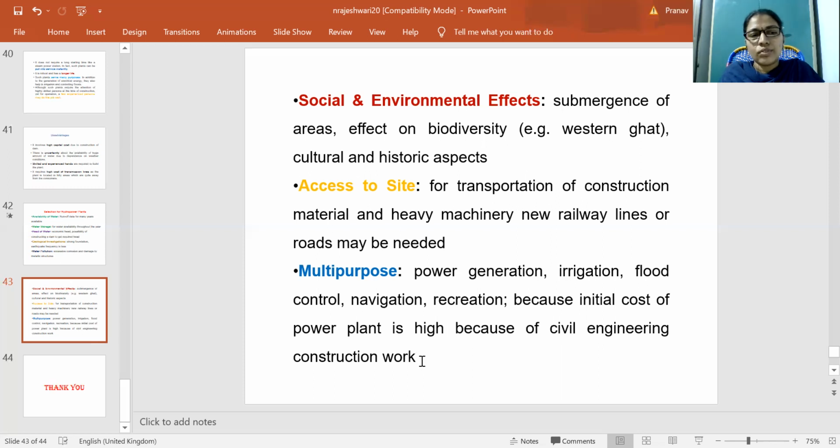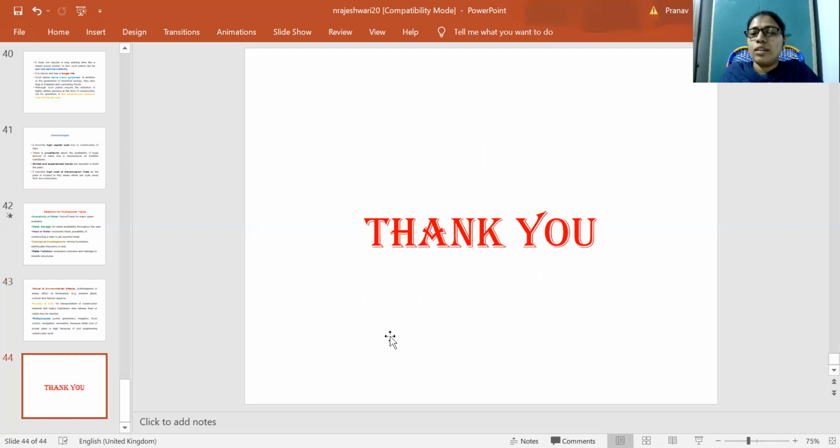In the next class, we will see the functioning and working of hydroelectric power plants, how it will work, and how the water energy, or potential energy of water, is converted into electrical energy. In between, what will happen, how it will be converted from the potential energy of water to electrical energy, we will see in the next classes.